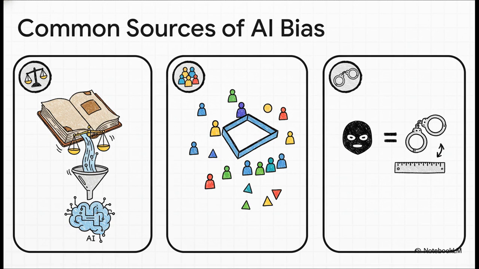So where does this stuff even come from? Well, from an engineering point of view, these skews can creep in at a whole bunch of different stages. You've got historical bias, which just means the model learns from data that reflects our own past societal imbalances. You've got representation bias. That happens if, say, your training data for a facial recognition system is mostly people from one demographic. And measurement bias can happen just by deciding to measure the wrong thing, like using arrest records as a stand-in for actual crime rates.